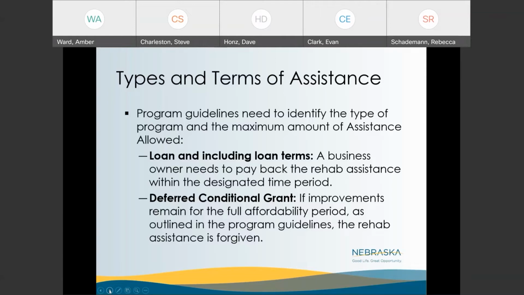So either that business would have to scale back activities to come within your allowable cost, or they wouldn't be eligible. You set up your program with terms and conditions, as usually the assistance is provided to a business under a loan that the owner would need to pay back within a designated period of time. Or if you do a deferred conditional grant, the funds can be forgiven if the improvements remain for the full affordability period as outlined in the program guidelines, then the rehab assistance is forgiven. So you can structure your project as either loan assistance or a deferred grant if they fulfill all the conditions.